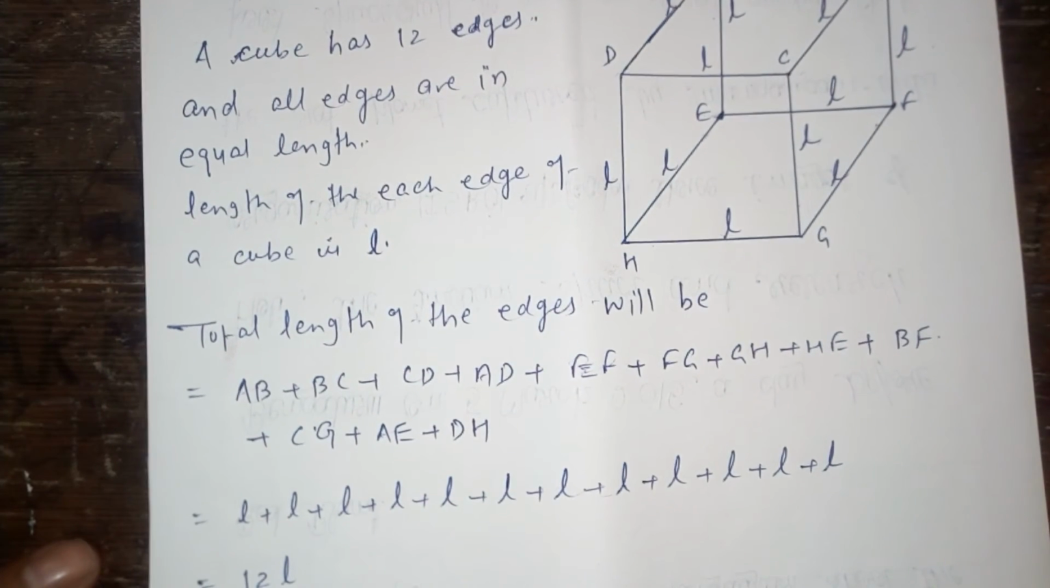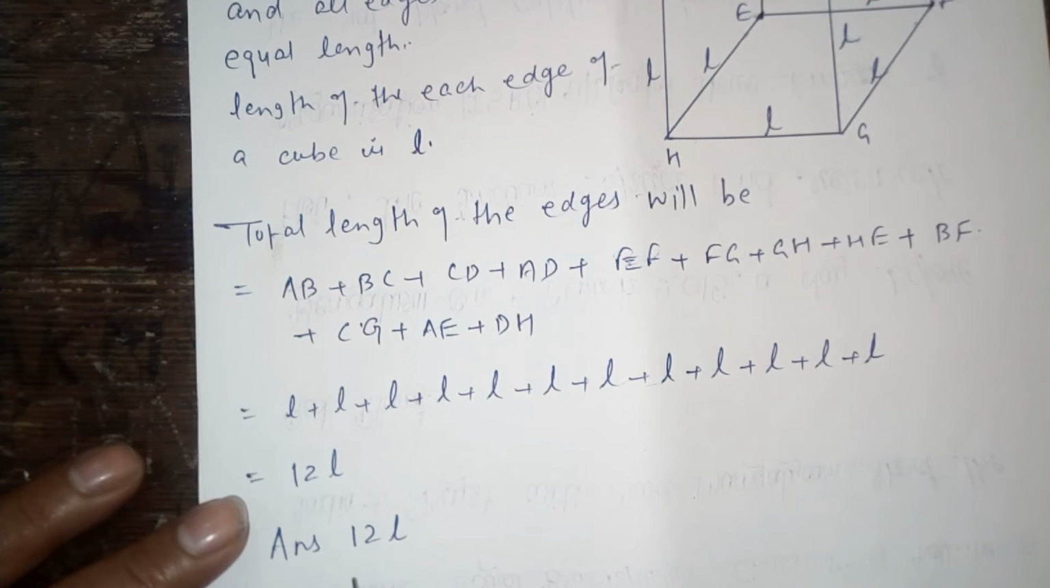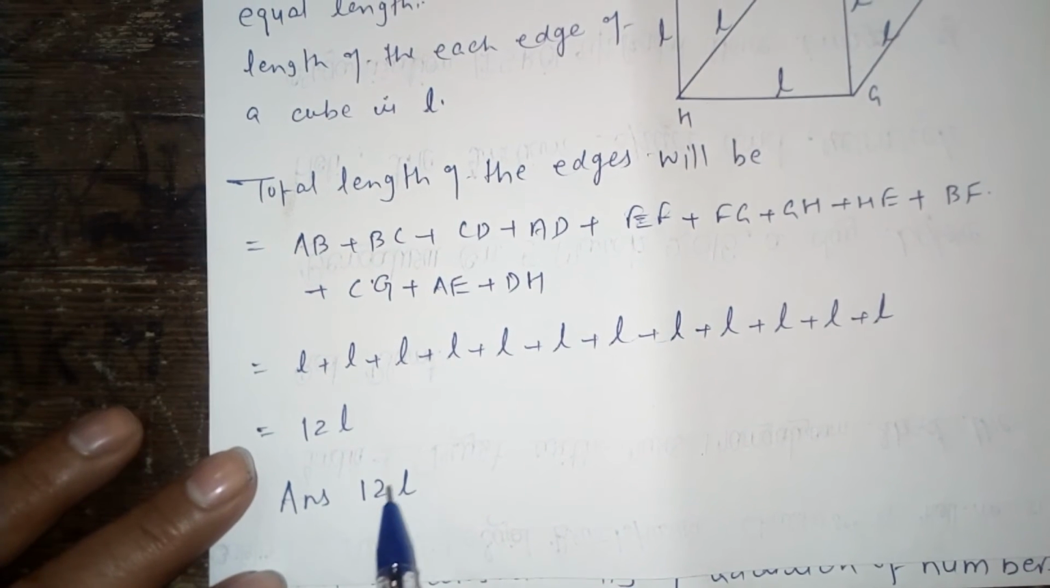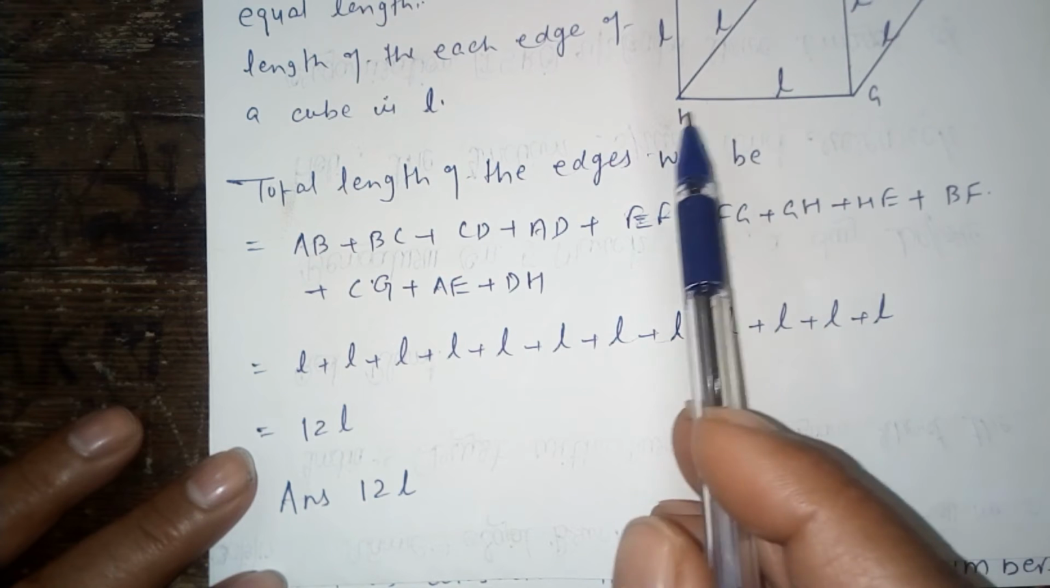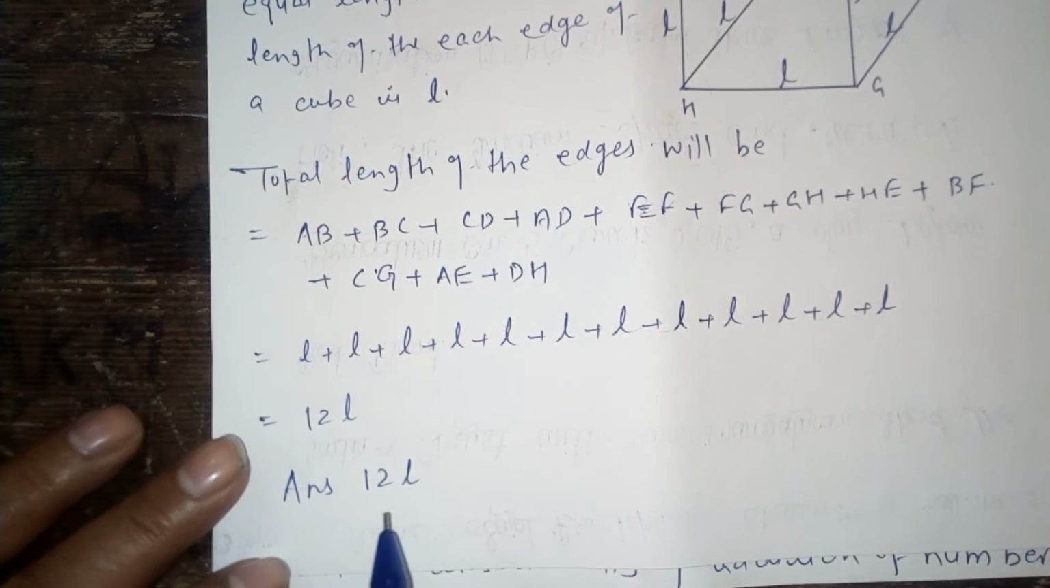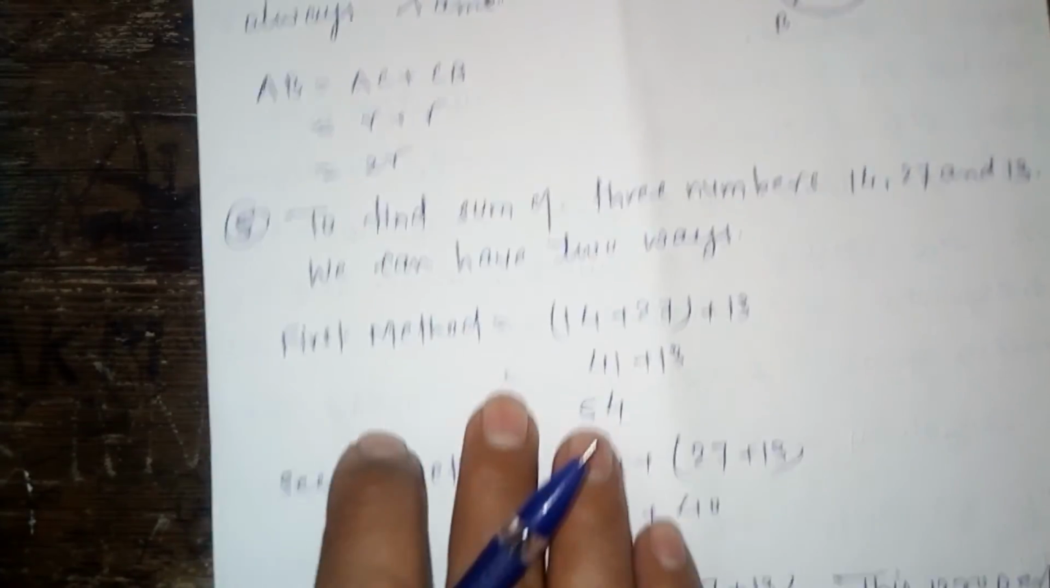My dear student, the total length of the edges of the given cube will be 12L. 12L is your required answer. Okay. Again, this is question number 4.